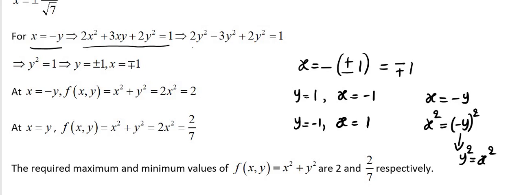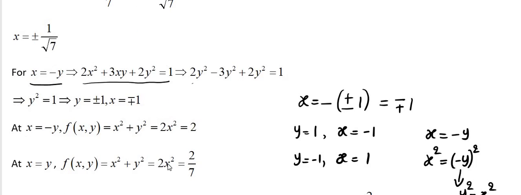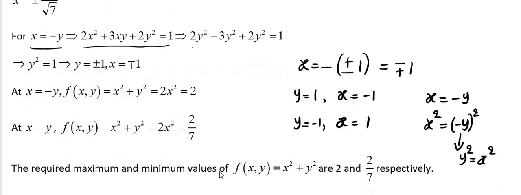At x equal to y, f of x comma y equal to x square plus x square only, that is 2x square. Here I know the value of x, that is plus or minus 1 by root 7. Here we have whole square. Plus square means also plus, minus square is also plus. That's why I am going to get 2 by 7. Y means root 7 whole square is 7 only.